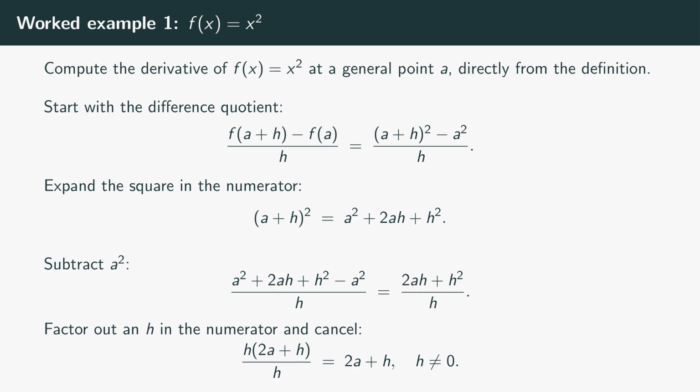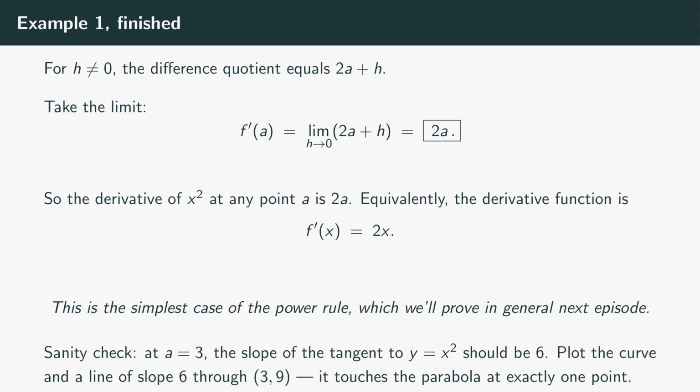We are still working away from h equal to 0. Limits, since Episode 1, only care about behavior near 0, not at 0, so canceling that h is completely legal. Now take the limit. As h tends to 0, 2a plus h tends to 2a. So the derivative of x squared at any point a is 2a, and the derivative function is 2x.